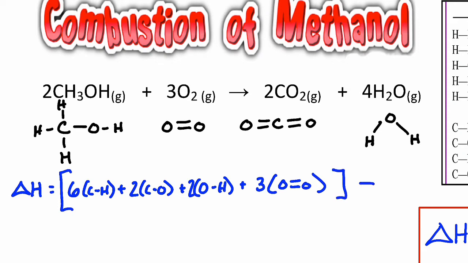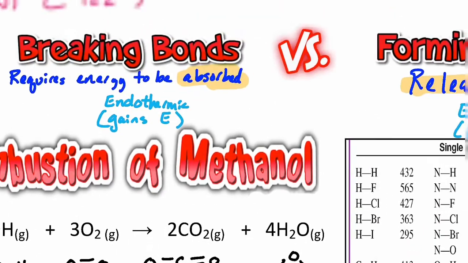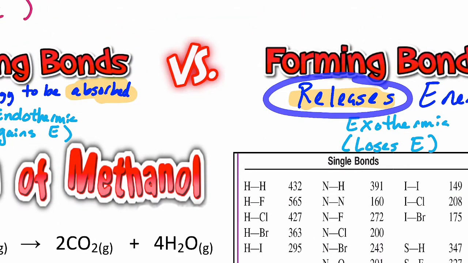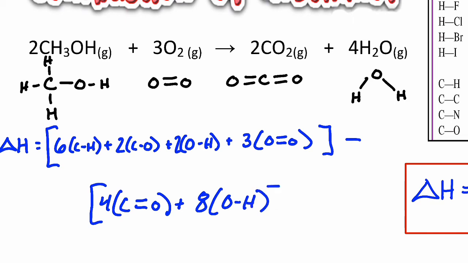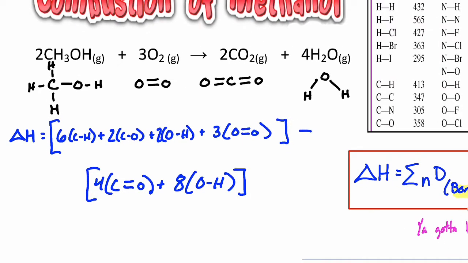Now I'm going to subtract, and the reason why I'm subtracting is because making a bond releases energy. So let's take a look at what I have here. I have 2 CO bonds, C double bonded O's, but I have 2 of these, so I should have 4 of those. And then I should have an OH bond. I have 2 of them in water times 4, so I should have 8 OH bonds. This is a really nice way of laying it out.